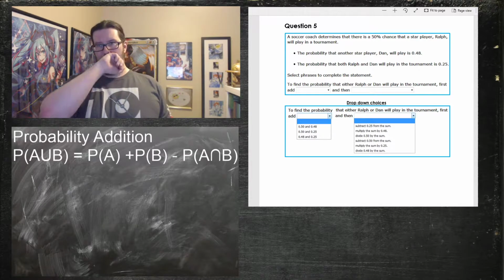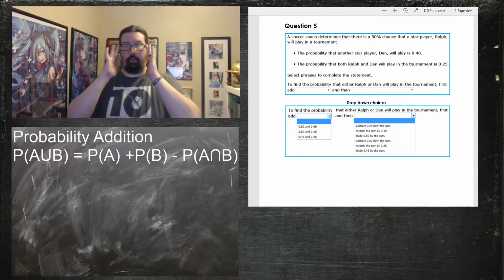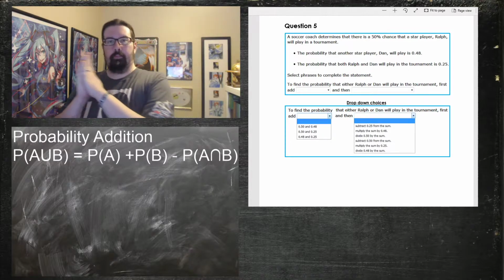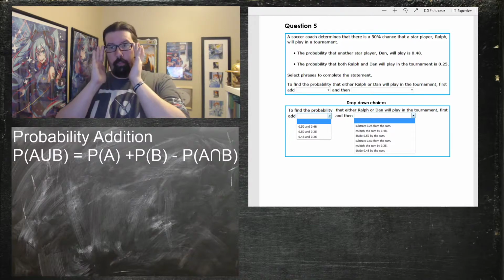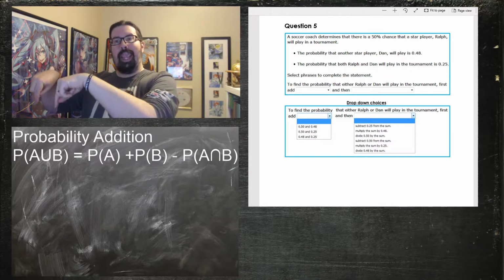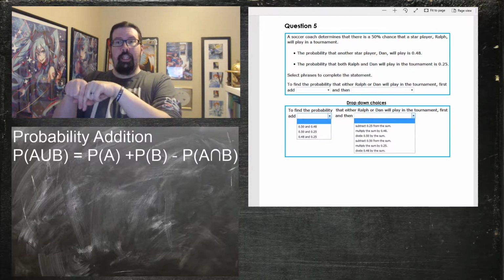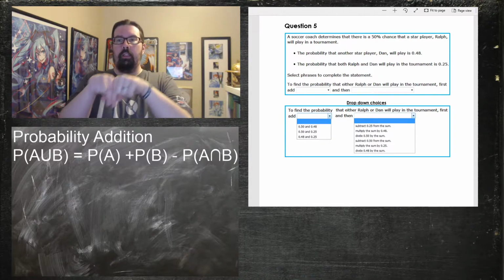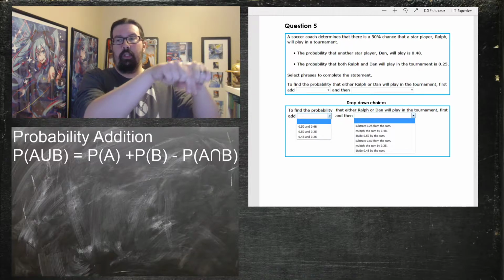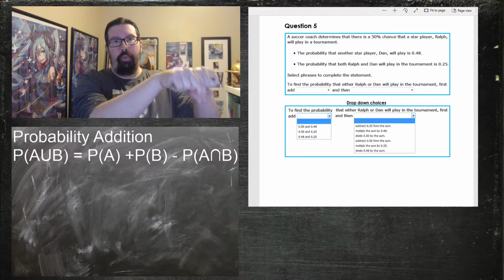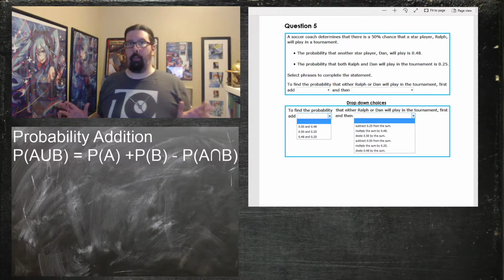Probability addition basically works like this. If you want the probability of an "or" type event, so the probability of A or, that's what the little u means, B, it equals the sum of the two probabilities separately minus the probability of both happening. That little upside down u means "and" in probability terms.